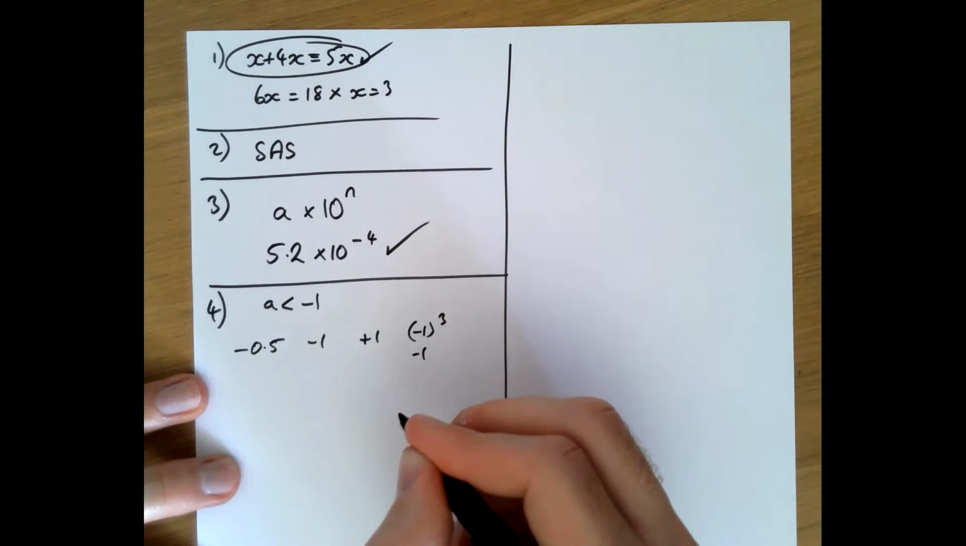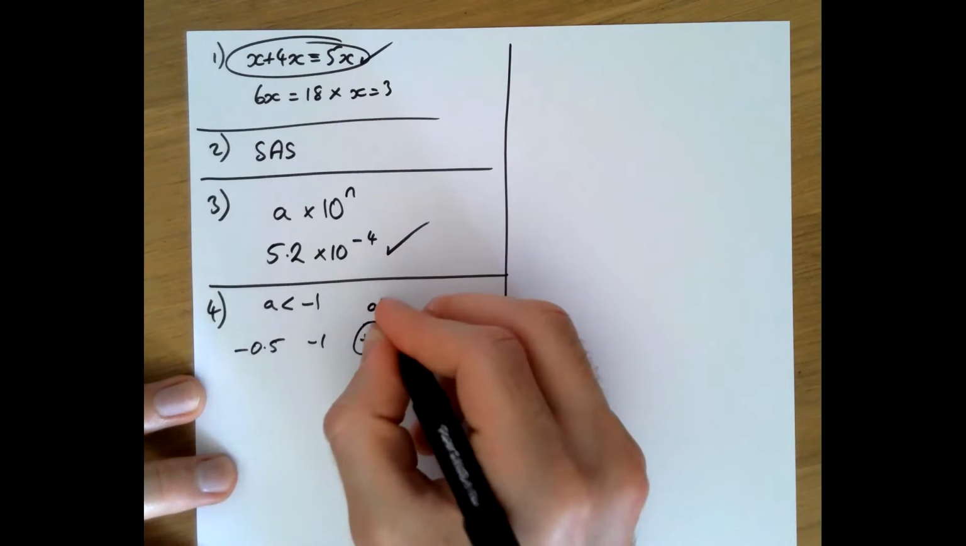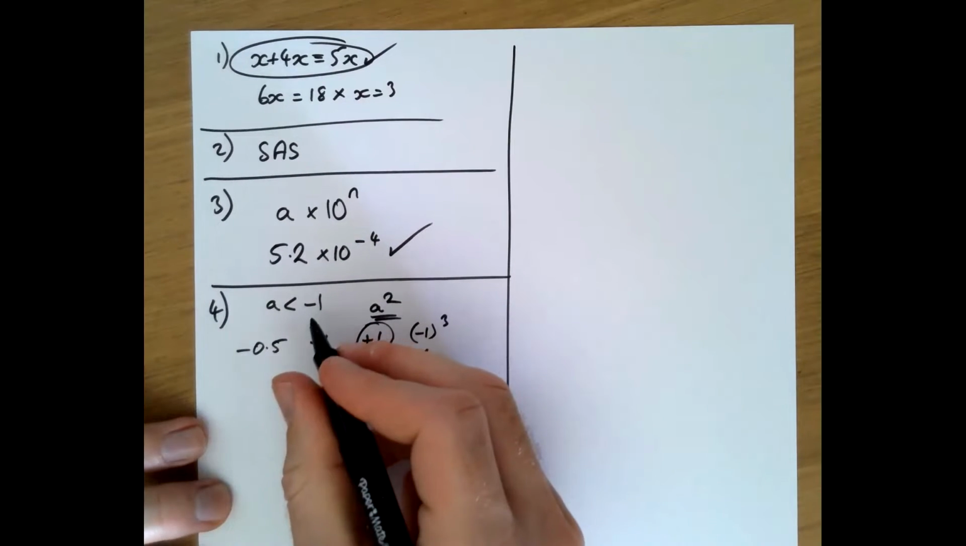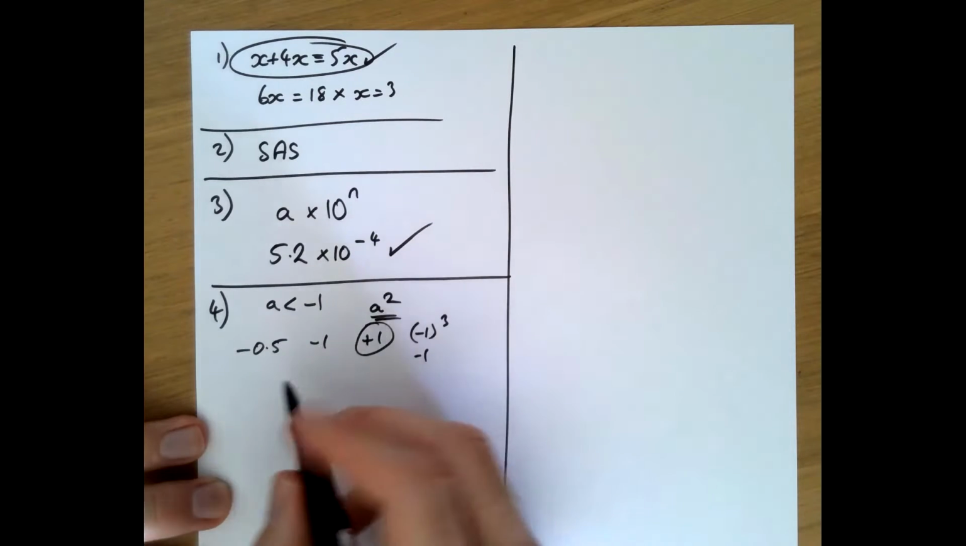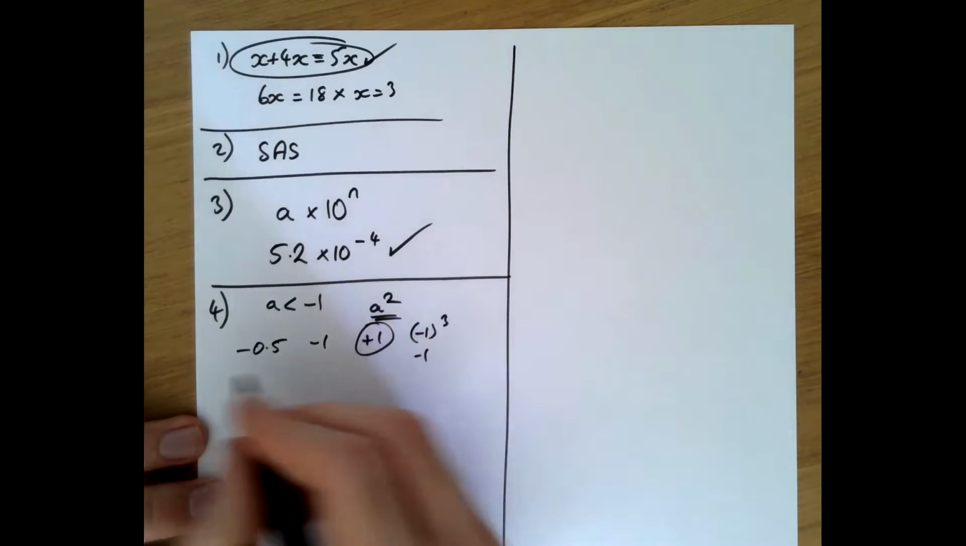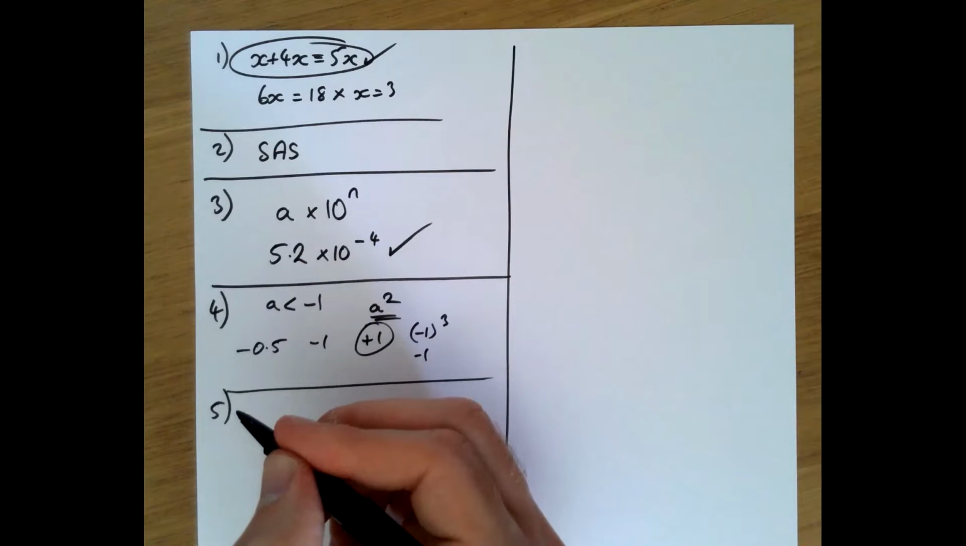So which one is going to give us the largest value? It's going to be a squared. Whenever you've got a negative number and you square it, it's going to be bigger than plus 1. So it's going to, in all cases, be a squared. Okay, number 5.